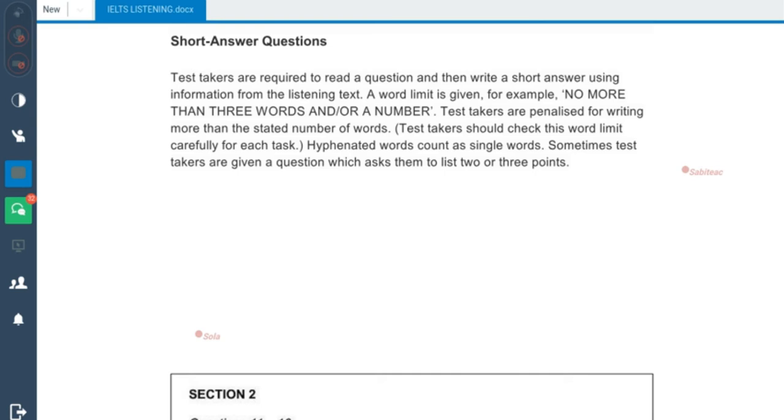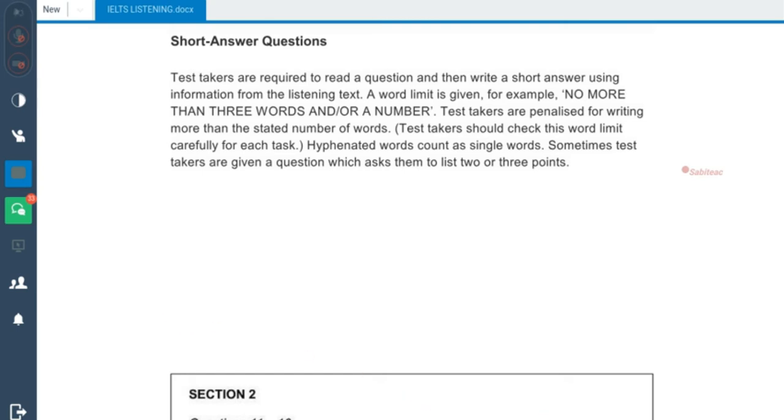So once again, 1 word could be correct. 2 words could be correct. 3 words could be correct. 1 number could be correct. 1 word and a number could be correct. 2 words and a number could be correct. 3 words and a number could be correct. But I need to let you know that 4 words will be wrong. All right, good. Now let's continue.